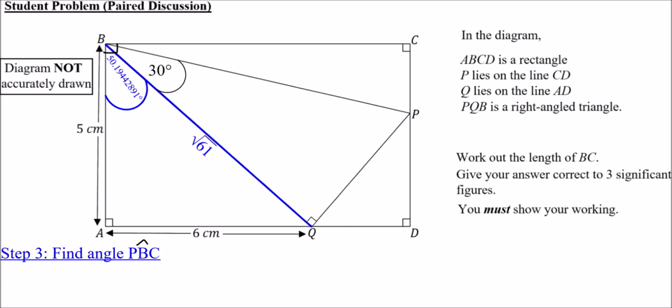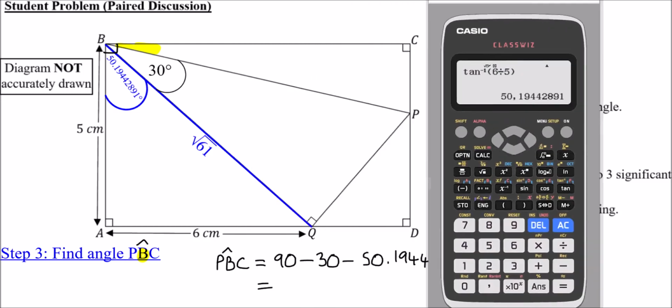And so what we can do next is work out this angle here, because we know that the yellow bit plus 30 plus this must add up to 90. So this is really straightforward. So PBC must be this right angle, 90 degrees, minus the 30, minus what we just found out here, which was 50.19442891. So use a calculator to do the hard work, as ever.